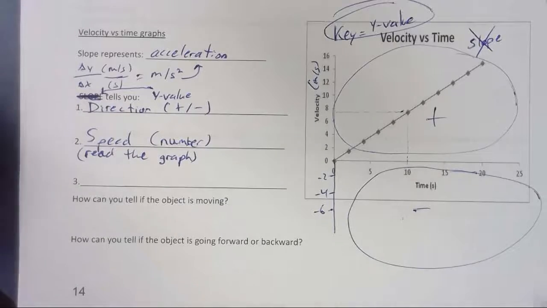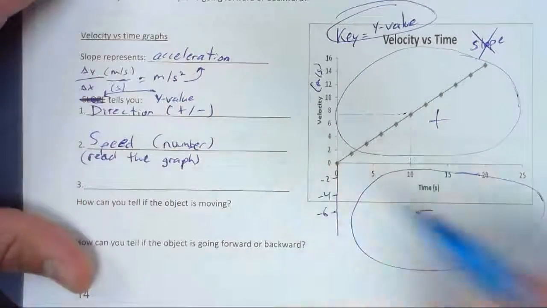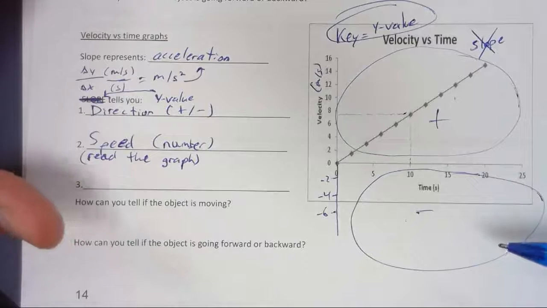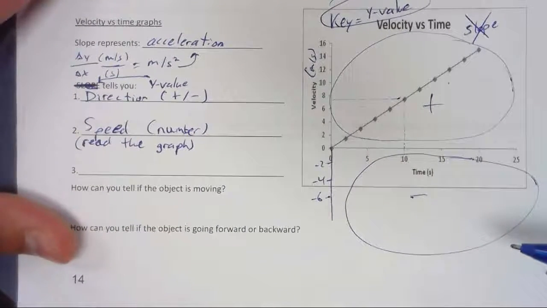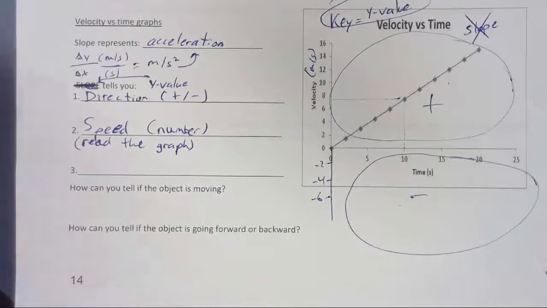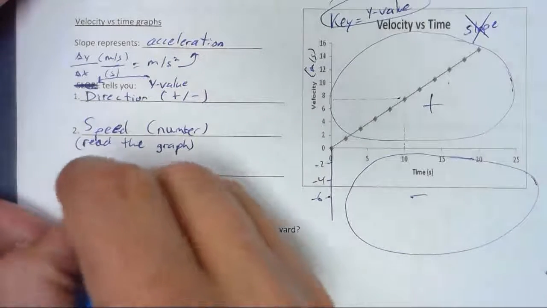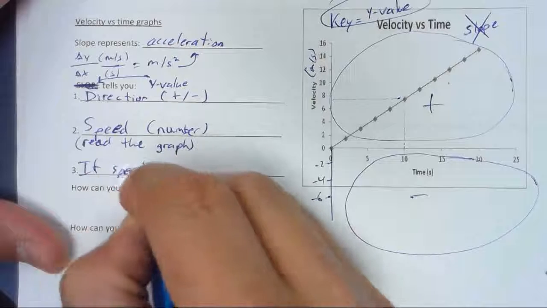So we can find the direction of motion by determining whether the value is above or below the x-axis. We can find the speed by actually just reading the graph, knowing what the y value is at that point. And the third thing we can tell is if the speed is constant or changing.